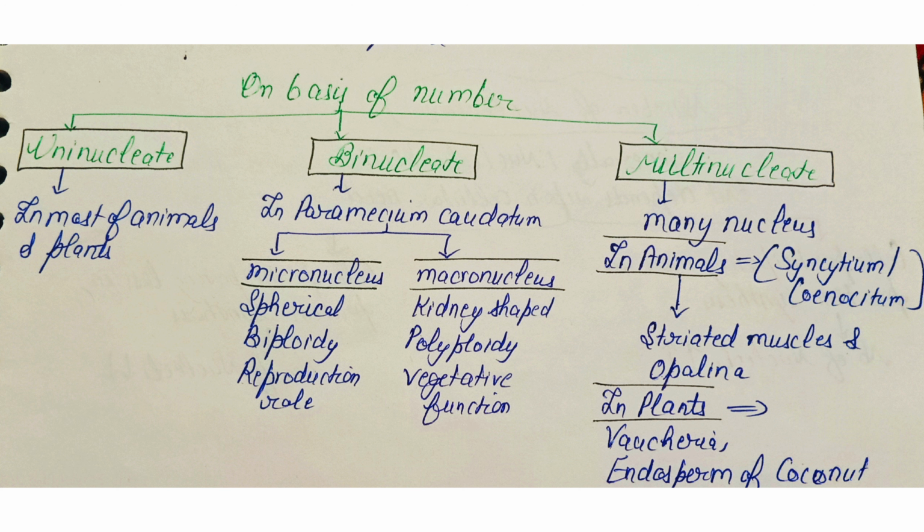On the basis of the number, it can be uninucleate, binucleate, or multinucleate. Most of the plants and animals are uninucleate. Binucleate nucleus is seen in Paramecium caudatum. The multinucleated condition is known as syncytium or coenocytic. In animals, it is found in the striated muscles and Opalina. In plants, it is seen in Vaucheria and the endosperm of coconut.